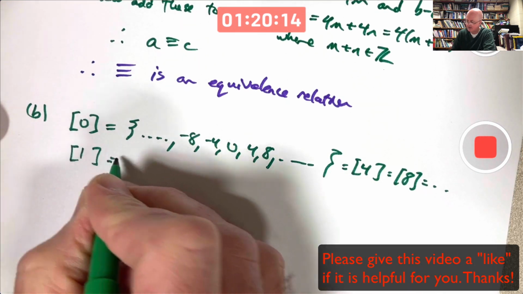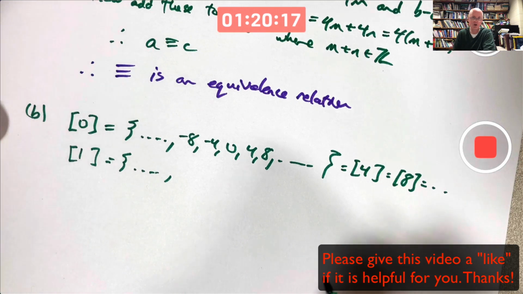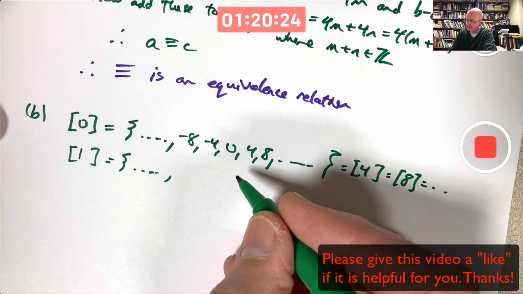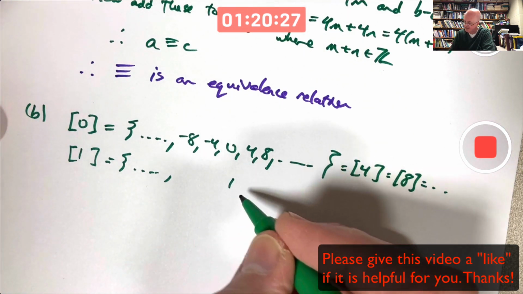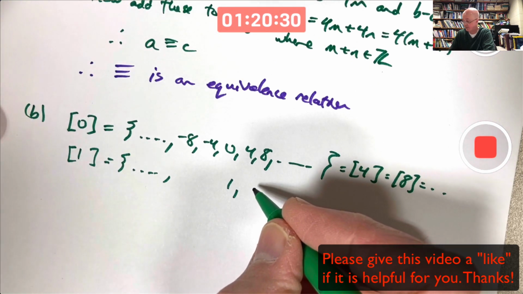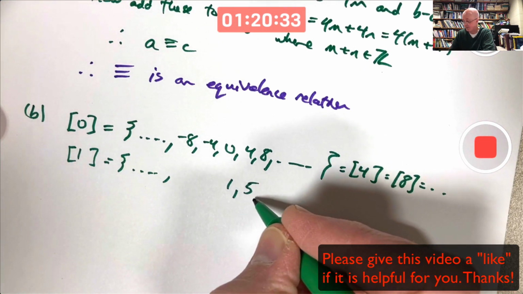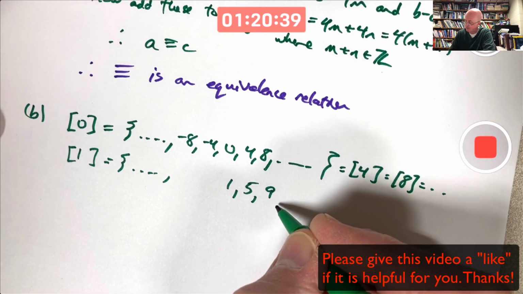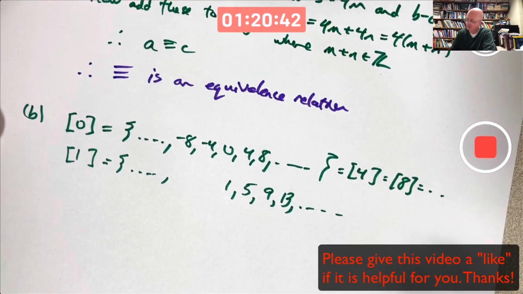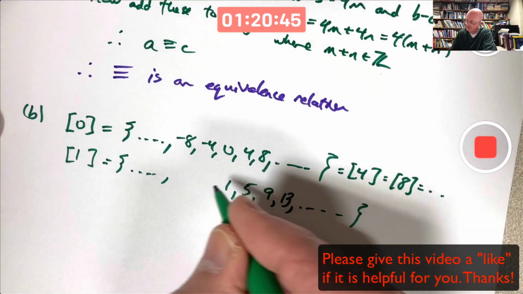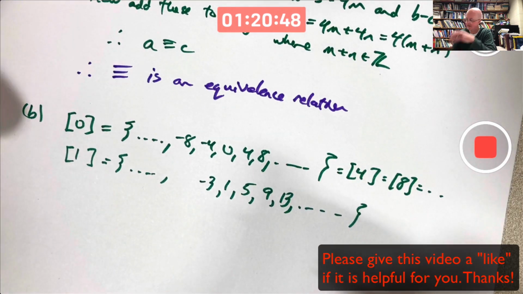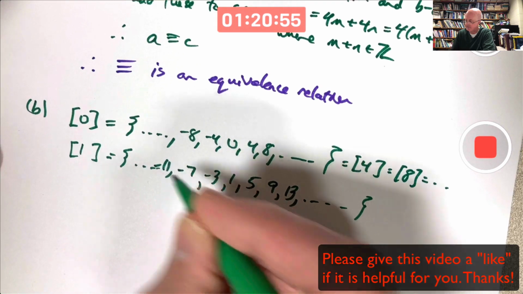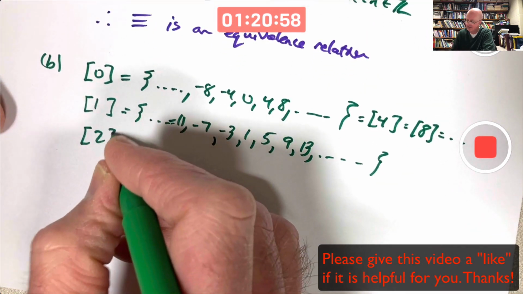What's the equivalence class of 1? All integers such that when you subtract 1 are divisible by 4. That'll include 1 itself. 1 minus 1 is 0, which is divisible by 4. It'll include 5. 5 minus 1 is 4, which is divisible by 4. It'll include 9. 9 minus 1 is 8, which is divisible by 4. 13, etc. 17, 21. It'll also include, careful, not negative 5, but instead negative 3. Negative 3 minus 1 is negative 4, which is divisible by 4. Negative 7, negative 11, etc. Hopefully you see the pattern now.